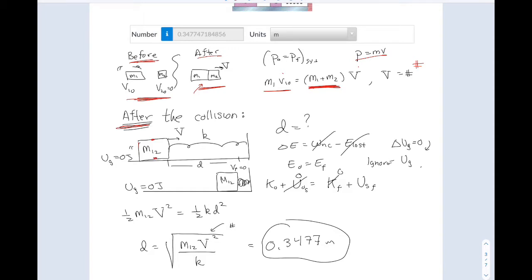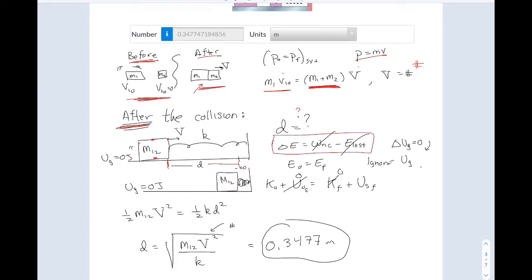So here's the before picture. This is before the spring is squished. This is after the spring is compressed. The spring is compressed a distance d. So I want to find that distance d.